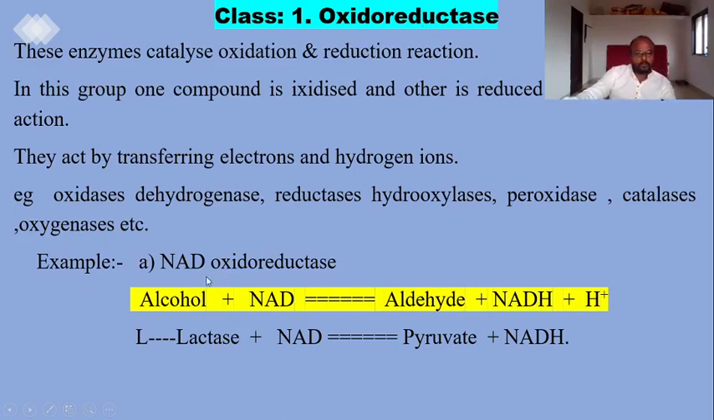If you take the example of one reaction, that is NAD, nicotinamide adenine dinucleotide oxidoreductase, the substrate is alcohol. This NAD acts as a coenzyme, and this is a reversible reaction which forms the aldehyde and NADH2. Then the enzyme lactate dehydrogenase converts lactate into pyruvate, with NAD. So here this is the oxidoreductase, in which one compound is oxidized and another compound is reduced. So this class is called oxidoreductase.